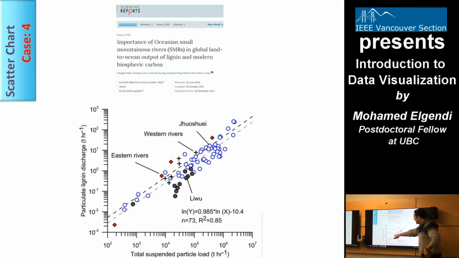But the other, and also the legend here is like, here the square is Eastern Rivers, and here's the cross. Still nice, but another point to make it more clear.